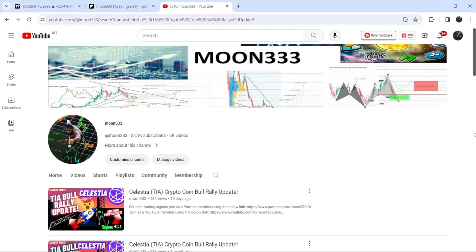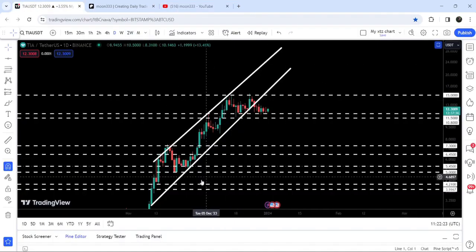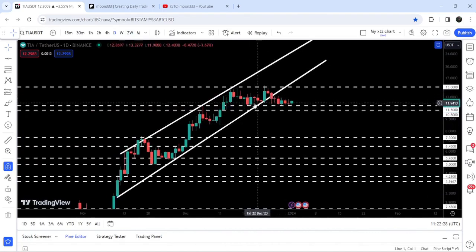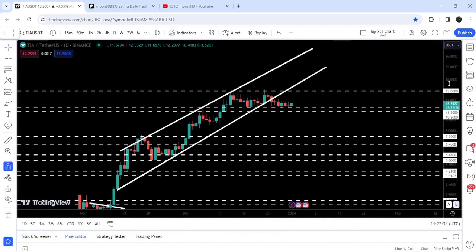As in my earlier videos, I have been showing you a very big rising wedge that TIA has formed on the daily time frame chart, and this is one of my last videos. And now if I take you to the live chart, then you can see that it has broken down the support of this rising wedge pattern and is testing this quite strong support here at $11.50. And in today's video, we will analyze this move.